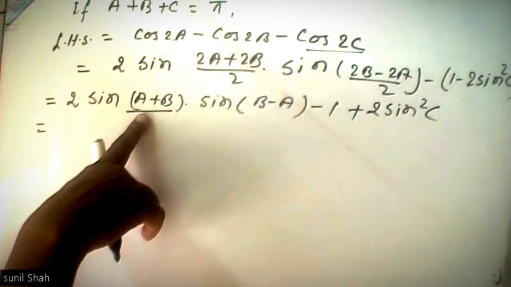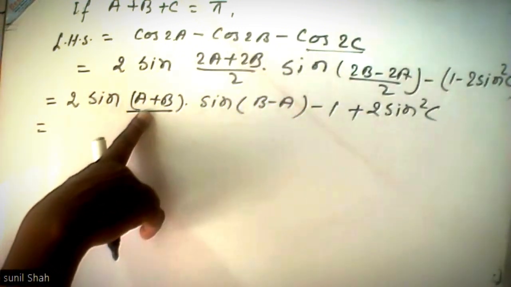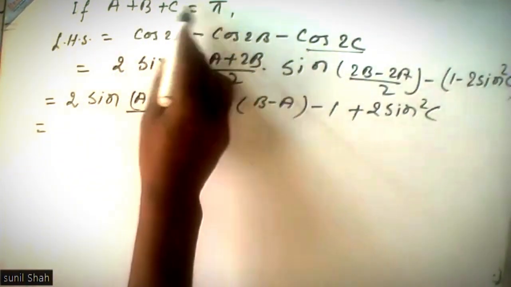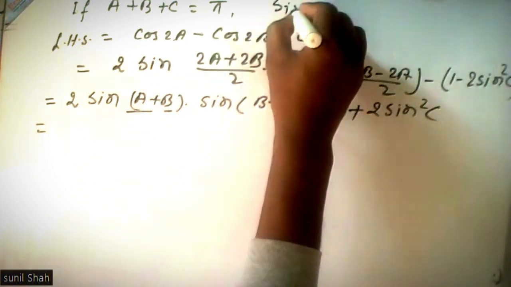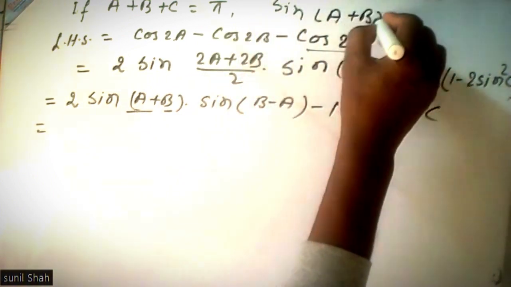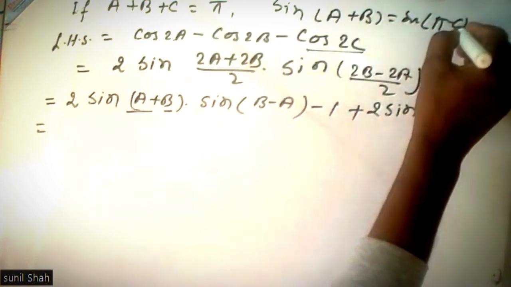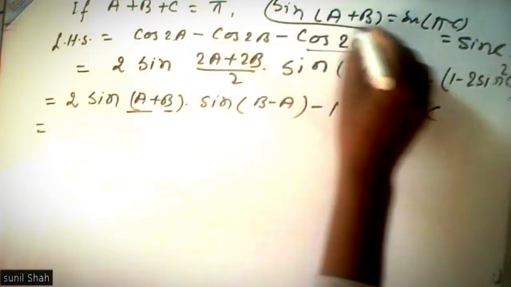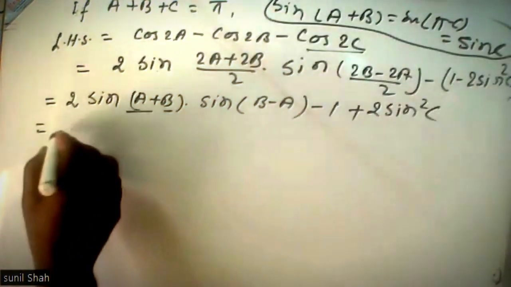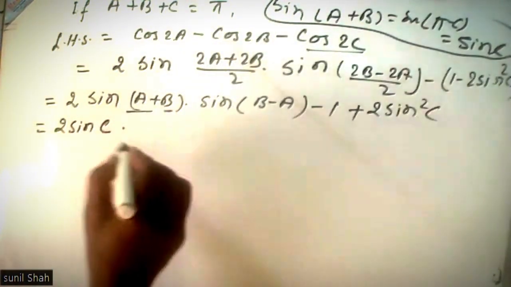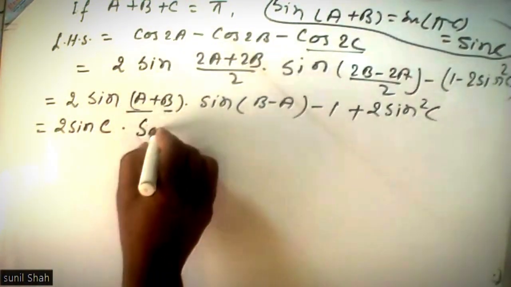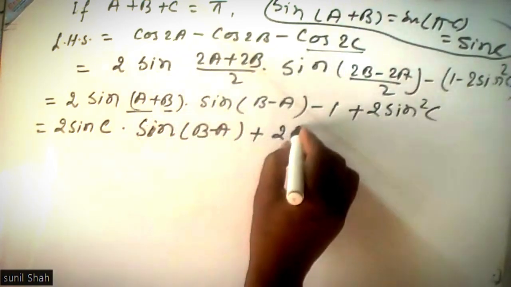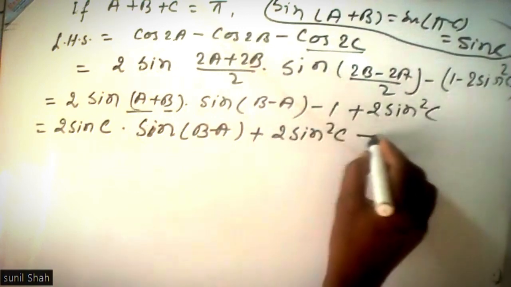Convert this in terms of sin C or cos C. See here, sin (A plus B) is sin (pi minus C), which is equal to sin C. So this is 2 sin C into sin (B minus A) plus 2 sin square C. We arrange it like this.